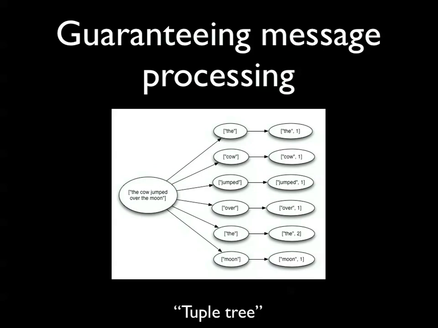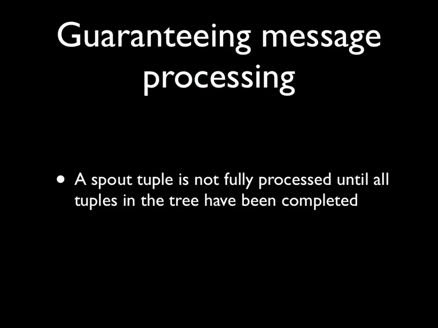For example, in word count, you have a sentence that comes off the spout, and then the word splitter bolt picks that up and emits a tuple for every word in that sentence. Then the word count bolt picks up those tuples and emits a word count for each of those words. Storm calls this the tuple tree. What Storm says is that a spout tuple is not considered fully processed until all tuples in the tree have been completed.